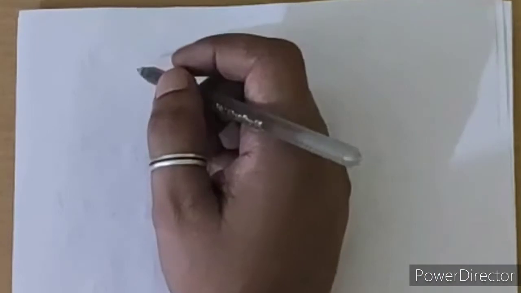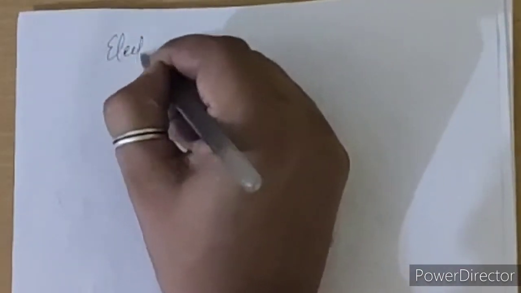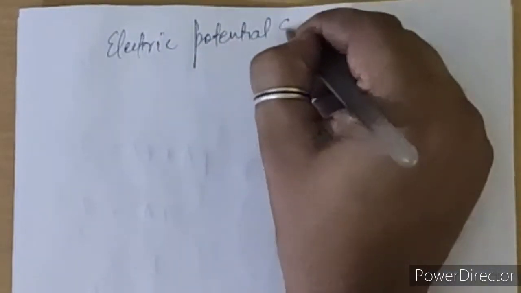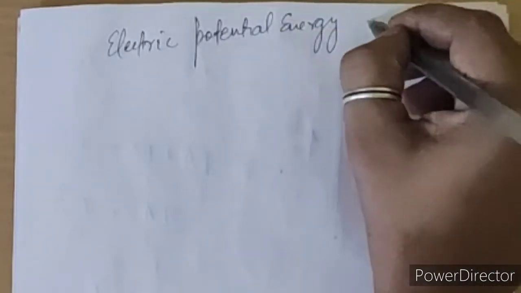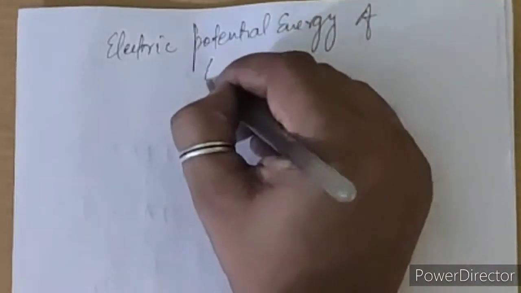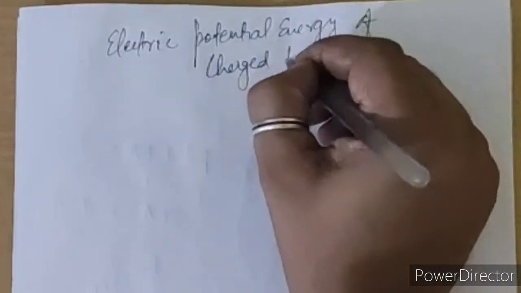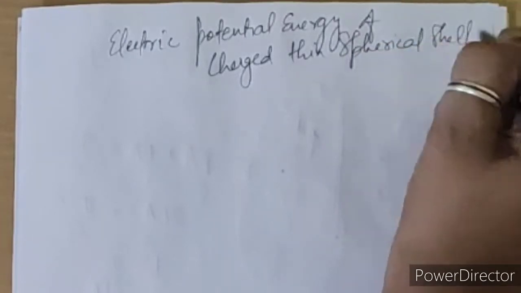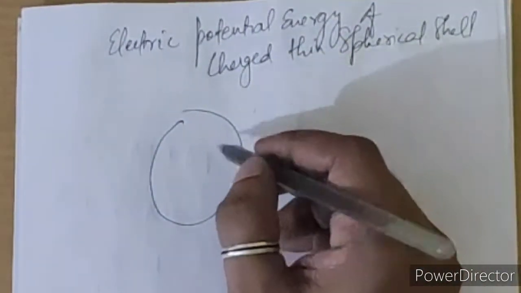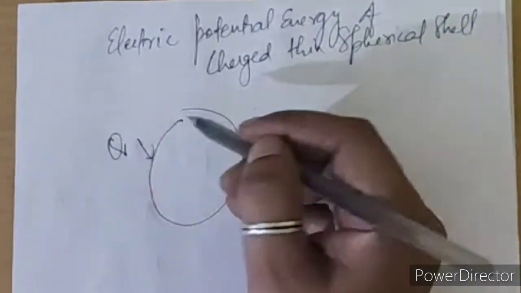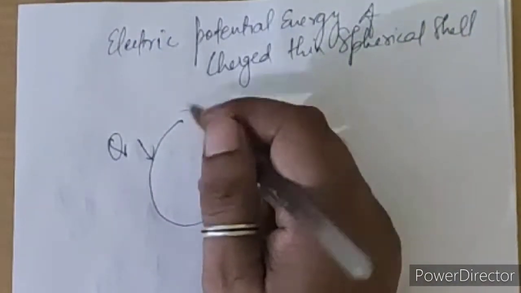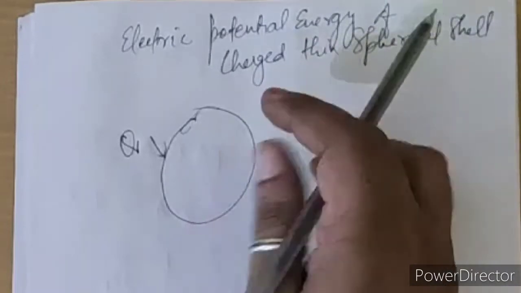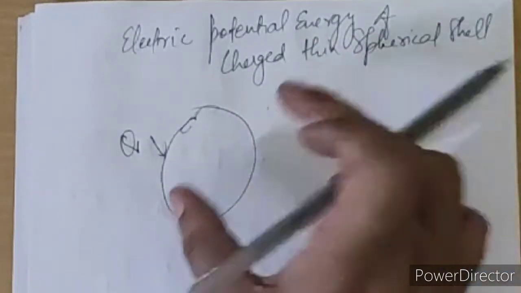Hello guys, so in this video I will be talking about the electrical potential energy of a charged thin spherical shell. So basically we have a spherical shell and we have a Q charge which all resides at the surface. Now we want to calculate what is the electrical potential energy of this shell.